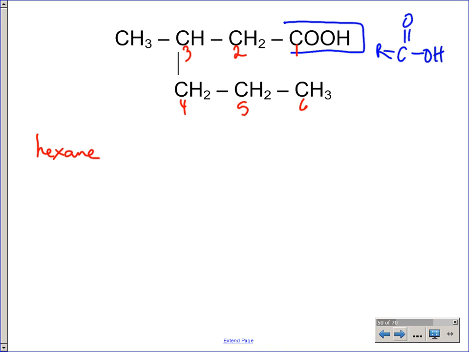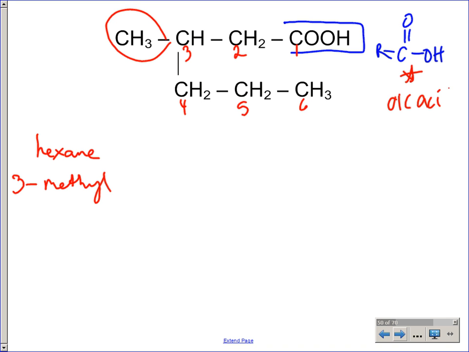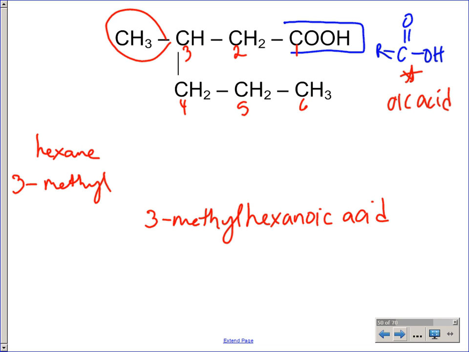Now, we also have a substituent, which is that methyl group. And that methyl group is off of carbon number 3. Now, because of this group right here, we've got oic acid. And where do we add oic acid? We add it at the end. So let's go ahead and write out our structure here. So we've got 3-methyl, and then continuing with the normal name, hexane, but here you want to put hexanoic acid. So oic acid is taking place of the E in hexane.